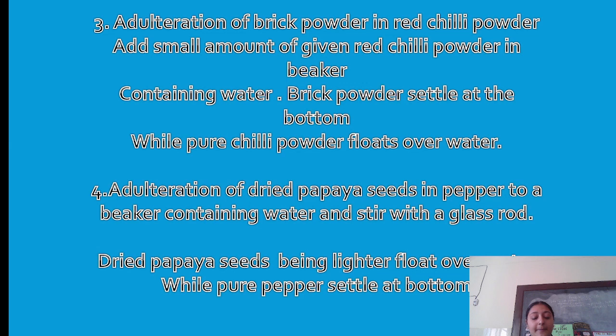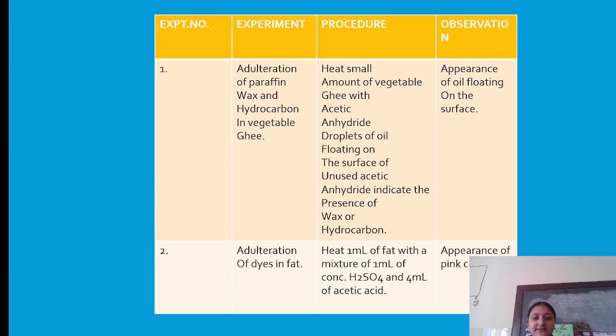Adulteration of dried papaya seeds in pepper: add pepper to a beaker containing water and stir with the glass rod. Dried papaya seeds, being lighter, float over water while pure pepper settles at the bottom. So next here we have the overview. Experiment: adulteration of paraffin wax and hydrocarbon in vegetable ghee. Heat a small amount of vegetable ghee with acetic anhydride. Droplets of oil floating on the surface of the unused acetic anhydride indicate the presence of wax or hydrocarbons.